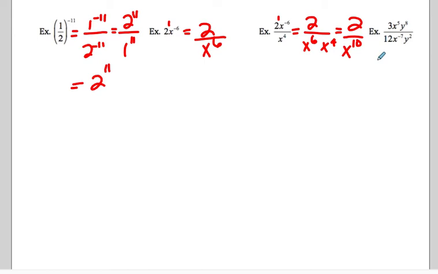In the last example here, remember the 3 and the 12 are coefficients, and we're going to reduce them like a fraction. 3 goes into 12 4 times. The x in the denominator, I'm going to move to the numerator before I do anything else. I always like to get rid of my negative exponents. And so I still have a 5 in the numerator, and that x to the 7th is going to move up to the numerator.